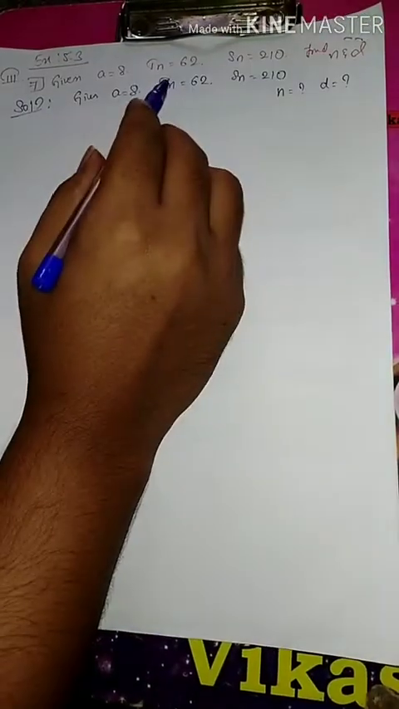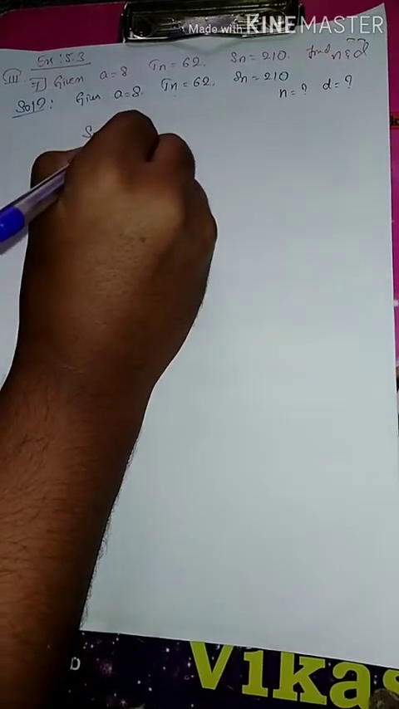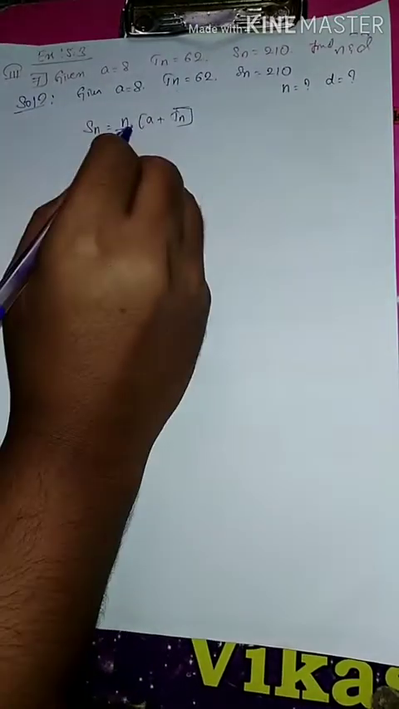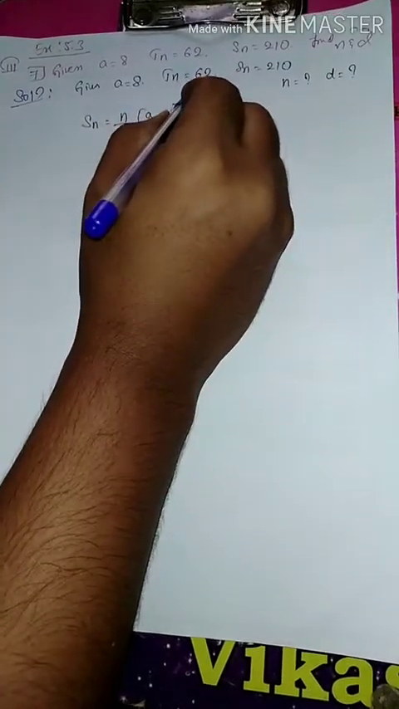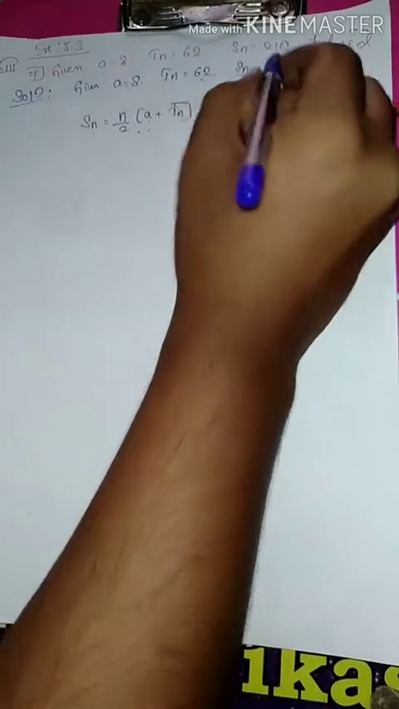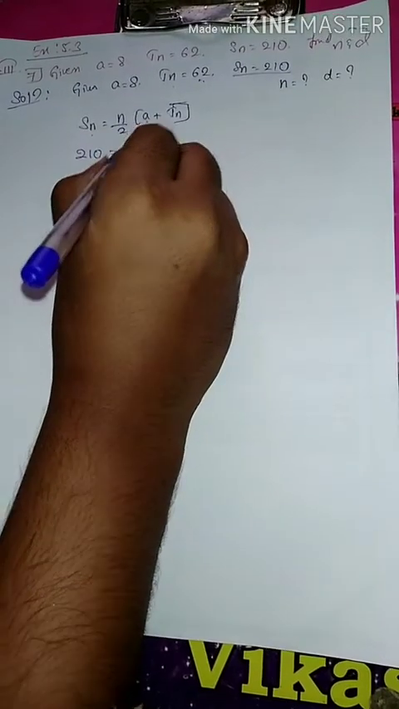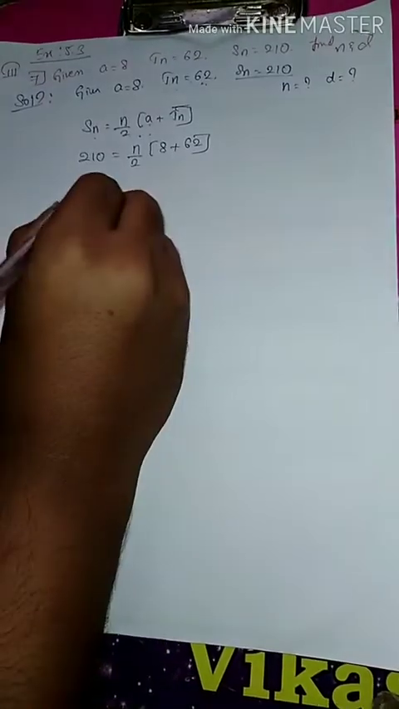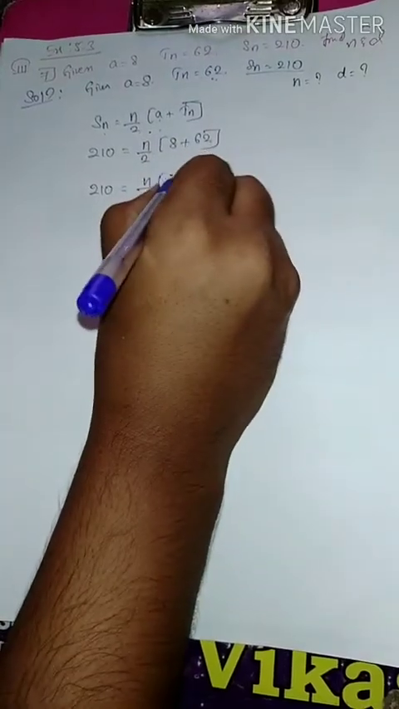So in this example, last term is given and first term is given. Therefore Sn is equal to n by 2 into a plus Tn. It is the formula to find sum of n terms of an AP when the last term is given. So in this example, last term is given, therefore we can use the formula Sn is equal to n by 2 into a plus Tn. But Sn is given, 210. Put this value in this formula. 210 is equal to n by 2. a is 8 plus Tn is 62. So 210 is equal to n by 2, 62 plus 8 is 70.